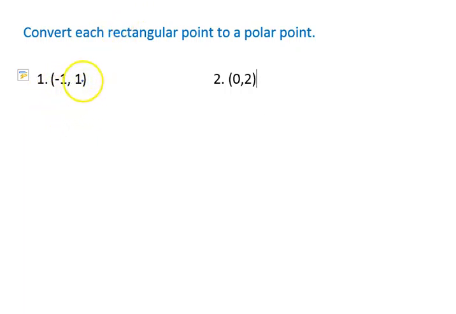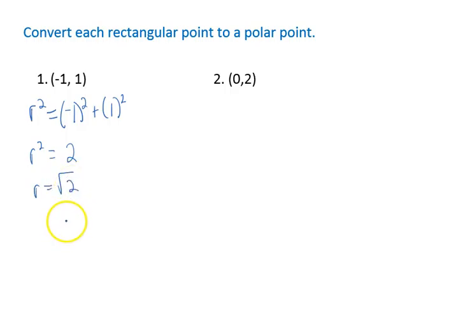We have the point -1, 1 first, and that is a rectangular point. It's an x, y, and we need to convert it to a polar point, an r theta. So I will need to know the r. So I'm going to start with the r squared formula. The r squared will equal the x squared plus the y squared. So in this case, -1 squared is 1, and 1 squared is 1, so 1 and 1 is 2, and r will be the square root of 2.